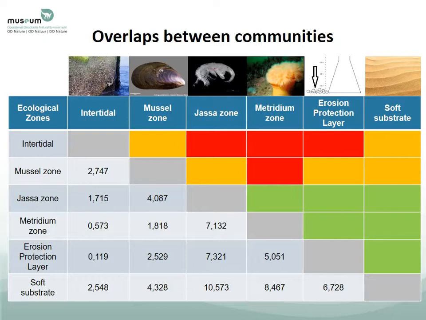What is obvious here is that the intertidal zone is completely different from the rest of the communities, whereas the mussel zone that follows the intertidal along the depth gradient is at an intermediate level different from the rest of the communities. Finally, we see that the deeper we go from the Jassa zone to the soft substrate community, there are more similarities between the trophic habits of the communities, with the soft substrate community being the most similar to the rest.